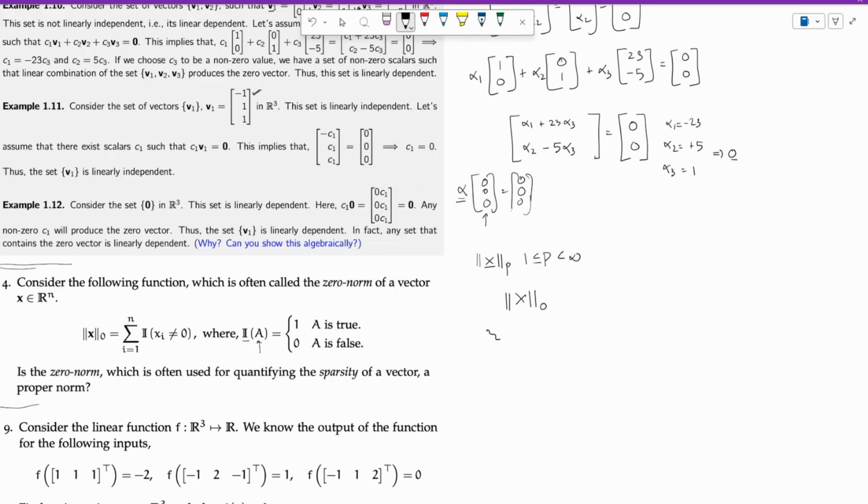What is the third property? Explain it to me in plain simple words. If you're able to do it, then that means you've understood what that property stands for. Is it not product? No, it's a scalar multiple.